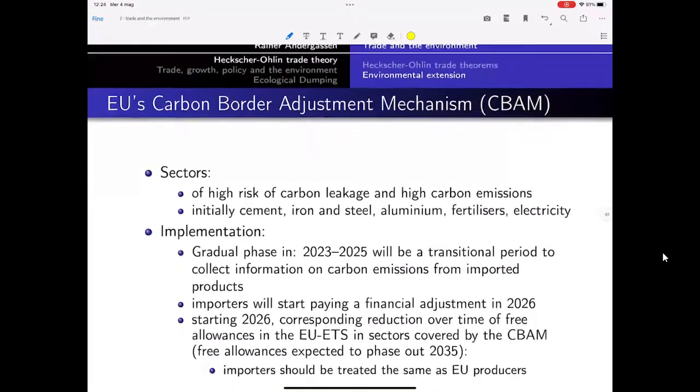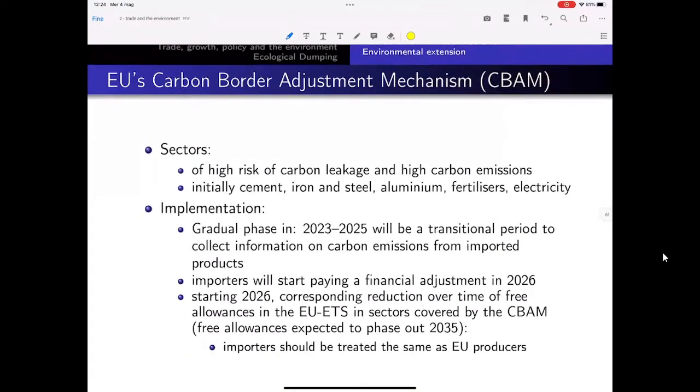So what are the sectors covered? The sectors are those with a high risk of carbon leakage and therefore high carbon emissions. Initially it should be cement, iron and steel, aluminium, electricity, which again plays a crucial role, fertilizers, and so on and so forth. These are the main, heavy polluters, with high carbon intensity.